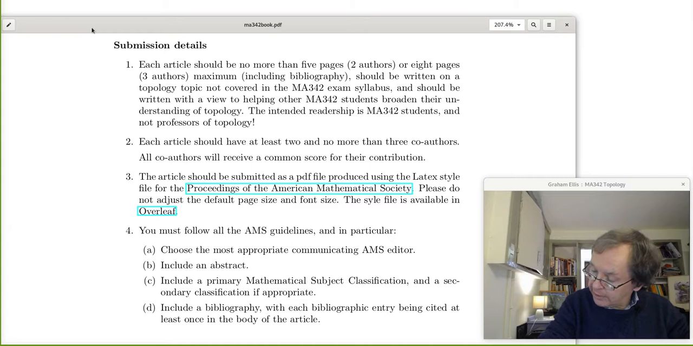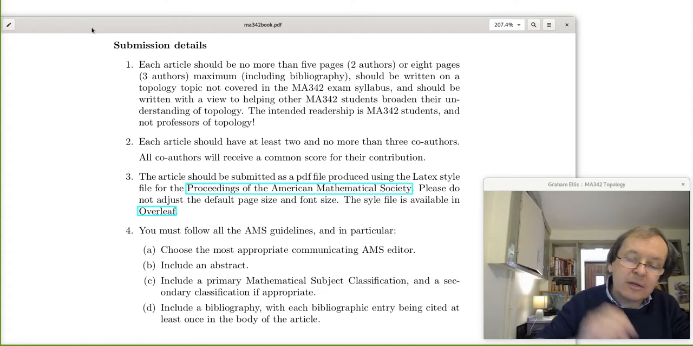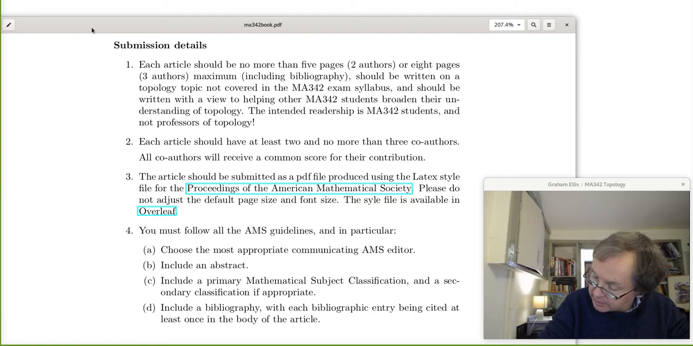So, for example, the guidelines say choose an appropriate communicating editor. I want you to do that. I want you to look through the AMS and say, what's the most appropriate editor for this article you're writing, and list that person. Don't actually send it to that person, but list it. So I want you to get a feel for what mathematicians do on a daily basis. I want you to have an abstract of an appropriate length.